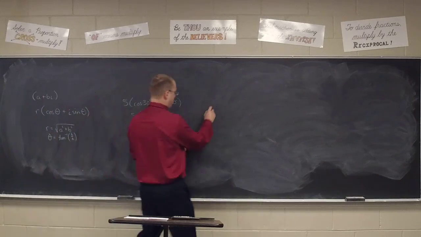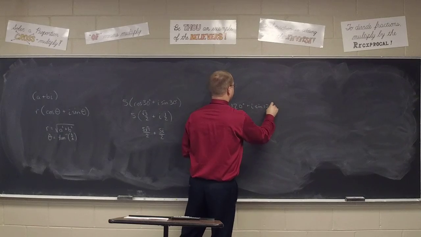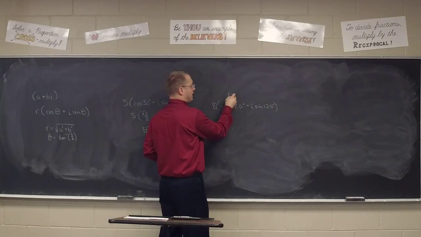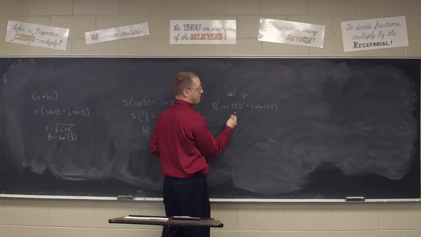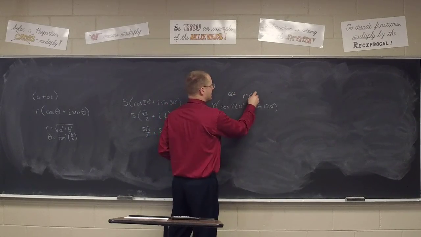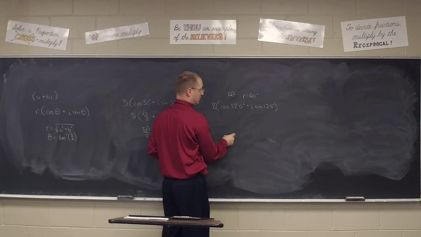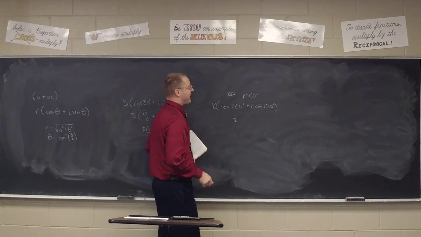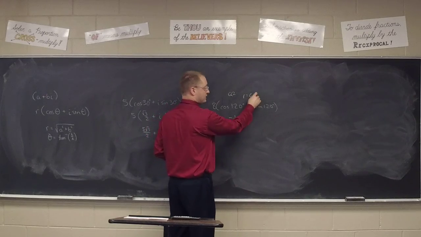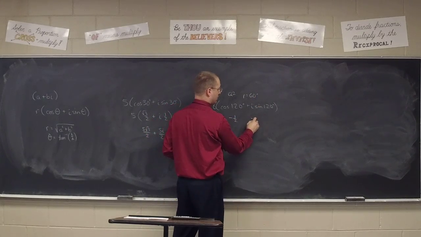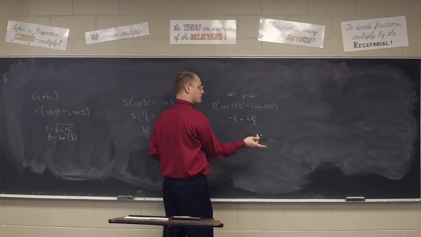Looking at the next one, we have 8 times the cosine of 120 degrees plus i times the sine of 120 degrees. Now here, we have to think about the quadrant and the reference angle. We're in quadrant 2, which means when we find our reference angle, it's going to be 60 degrees. And we know the cosine of 60 is a half, but in quadrant 2, cosine's negative. And then the sine of 60, and in quadrant 2, sine is positive. And then don't lose the i, right?